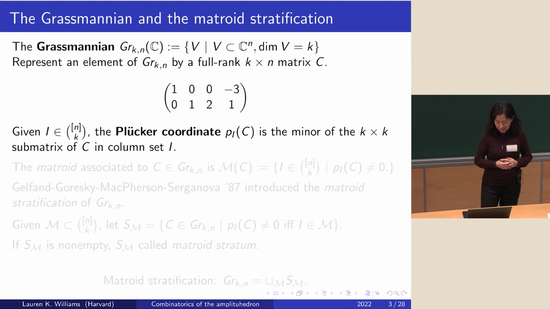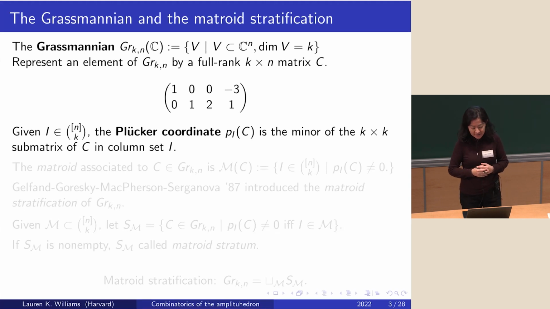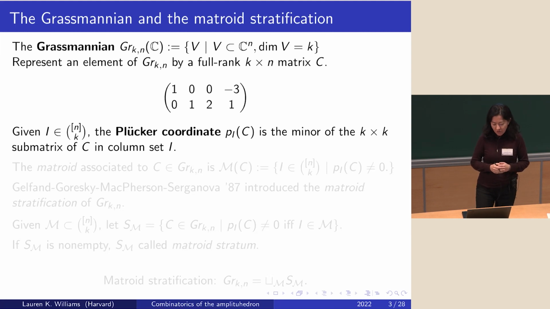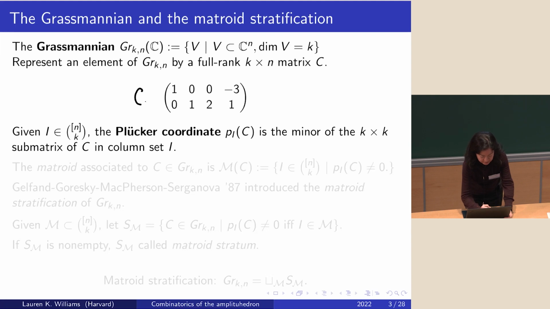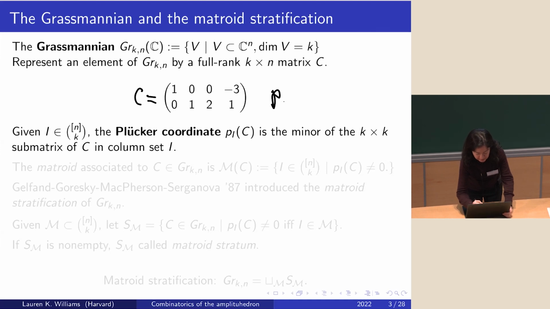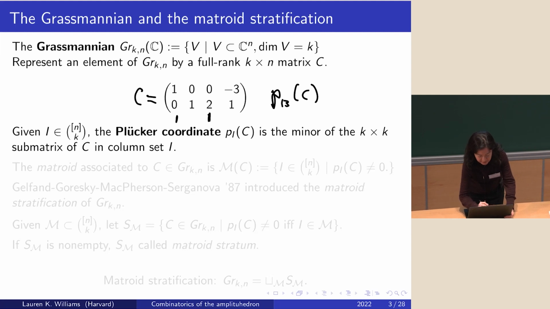And I'll be talking about Plücker coordinates. So if I is a k-element subset of the numbers 1 through n, then the Plücker coordinate p sub I of C is the minor of the k by k submatrix of C located in the column set I. So if this is my matrix C, and if I is {1,3}, then p_{1,3} of C is the determinant of this submatrix, which gives me 2.